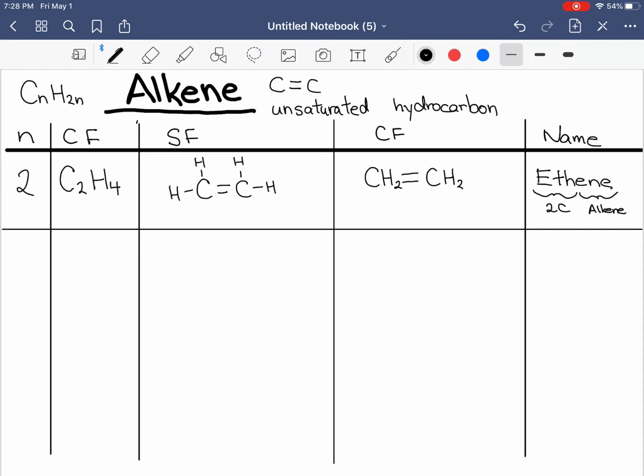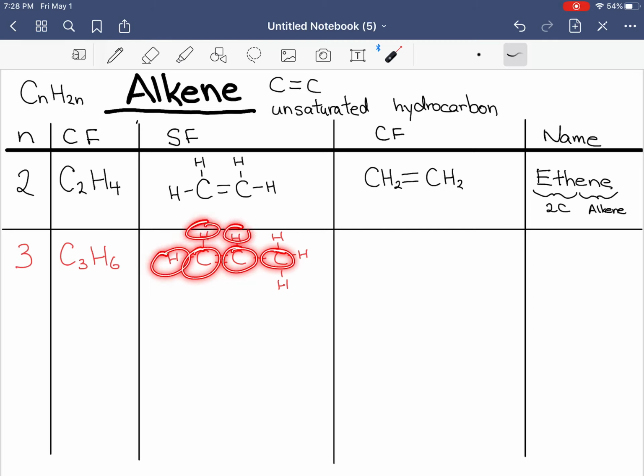How about N equals to 3? Giving me a chemical formula of C3H6. The C3H6 looks great. And structurally, let's draw the carbon-carbon double bond, because you're going to have at least one of these connected to another carbon single bond wise, and let's add in those hydrogen. Be careful when you add the hydrogen. Carbon only makes 4 bonds. So here it is. There's C3H6, right? 3 carbon, 6 hydrogen.